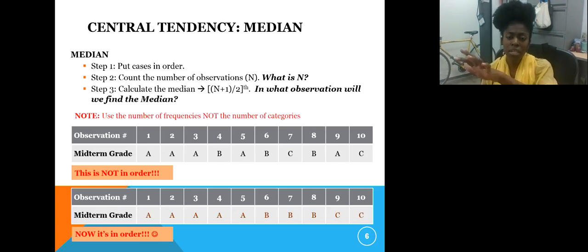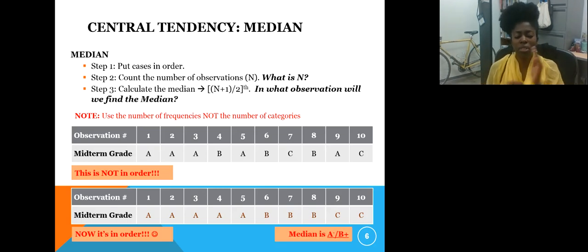So our median, we would say, is somewhere between an A and B, right? A minus, B plus, somewhere in between. And notice the note that I placed here. Use the number of observations, not the number of categories. So N is the number of observations, not the number of values. There are 3 values here, A, B, and C.